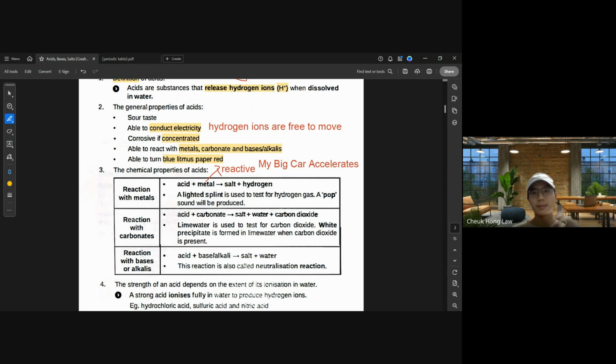Then the next important part is the products formed. All the products formed are different. You have salt and hydrogen formed when acid and metal mix together. Let me give you an example.